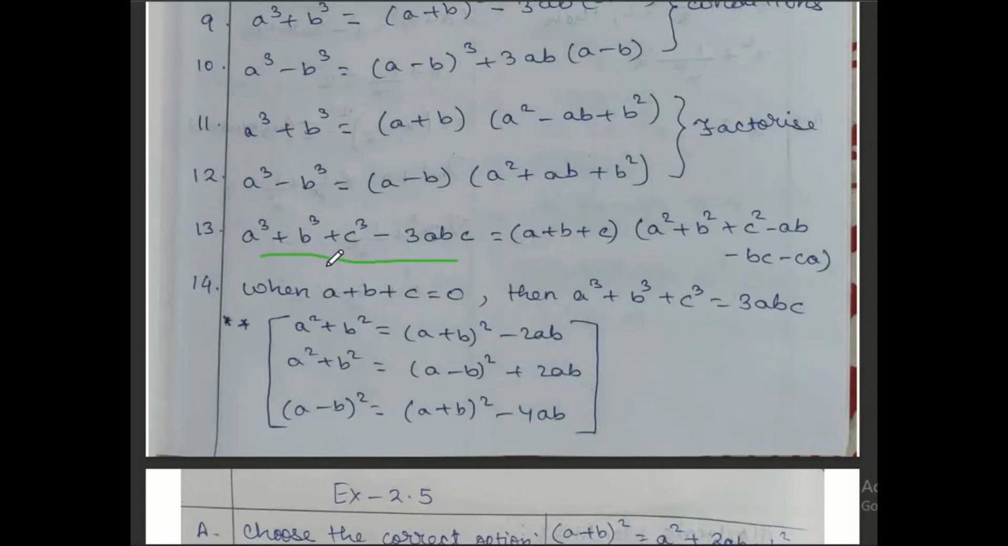From this, on condition, we can create one more formula, number 14. When a plus b plus c equals 0, then a cube plus b cube plus c cube equals 3abc.